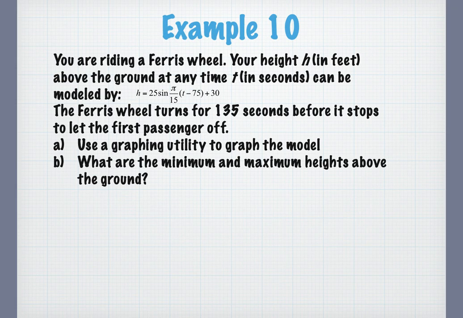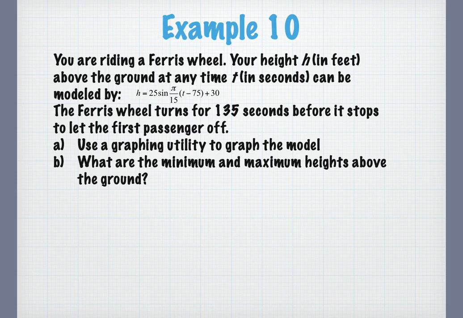All right, so here is the last kind of question in this section, and that is a word problem with application to your sine or cosine curves. It says you're riding a Ferris wheel, your height h in feet above the ground at any time t in seconds can be modeled by this equation. If you're riding a Ferris wheel, let's say you start at the bottom, you go up to the top, you come back down again, you go up to the top, you come back down again. That cyclic pattern, much like a unit circle, can be put on an x and y axis to look like a sine curve, okay?